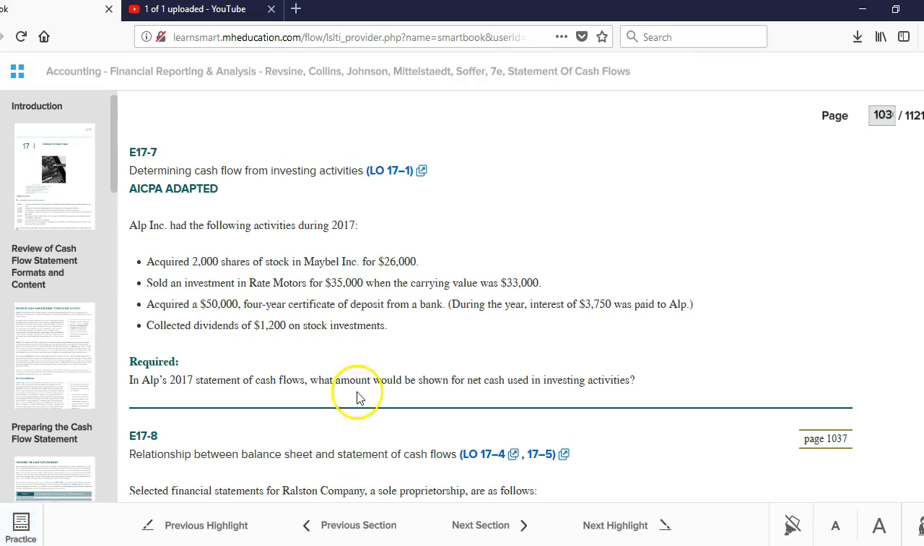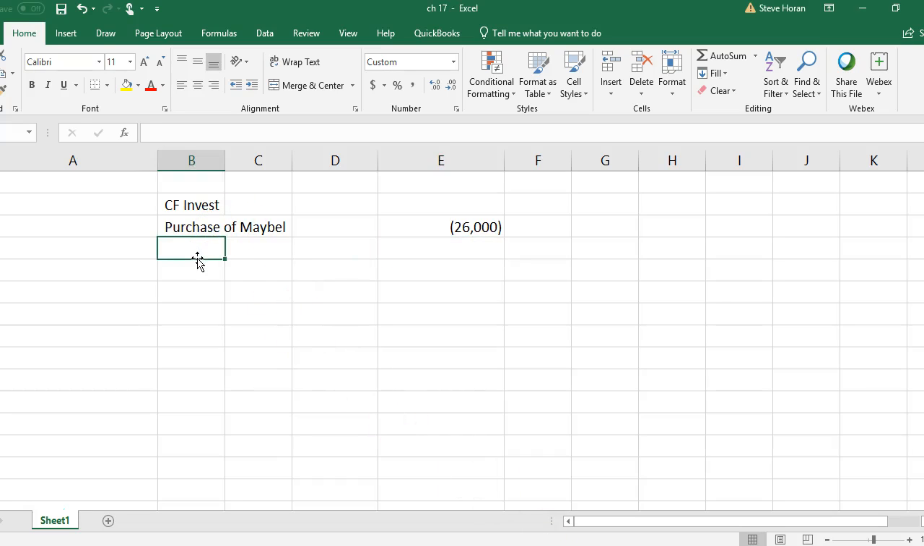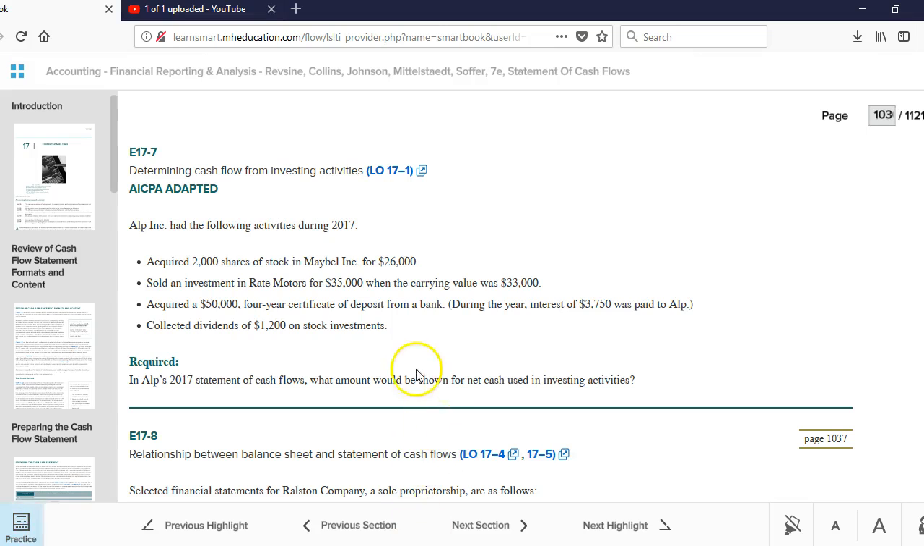And then we come back and take a look here. It looks like we sold Rate Motors for $35,000. We don't care what the carrying amount was. We just know that we received cash of $35,000. So we just sold another investment. That's all. And that was for $35,000. And then we took some extra cash and we bought a certificate of deposit. We spent $50,000 to buy it. They give us some information here about interest and dividends, and that doesn't matter. That goes through operations. Okay, so that's tricky.